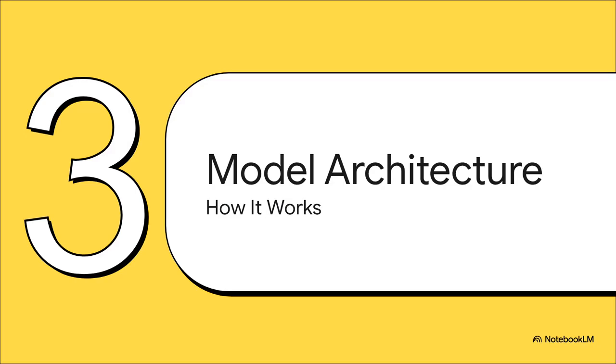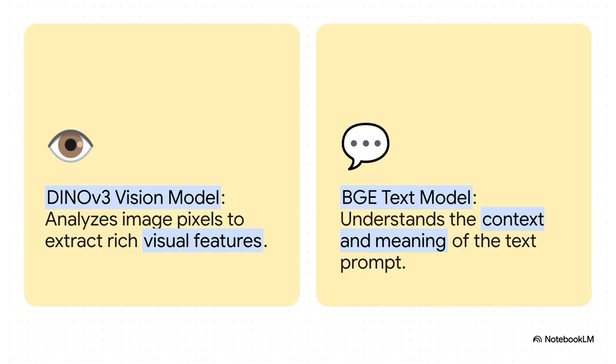Okay, let's get into the nitty-gritty. We're talking about the model's architecture. This is basically the blueprint of how this thing actually thinks. So you can kind of think of this model as having two specialized brains working together. First, you've got the eyes. That's a beast of a vision model called DINOv3. It's a total pro at just scanning an image and soaking up all the visual details. Then you have the interpreter, a text model called BGE, which is amazing at figuring out what your words actually mean. And here's the kicker.